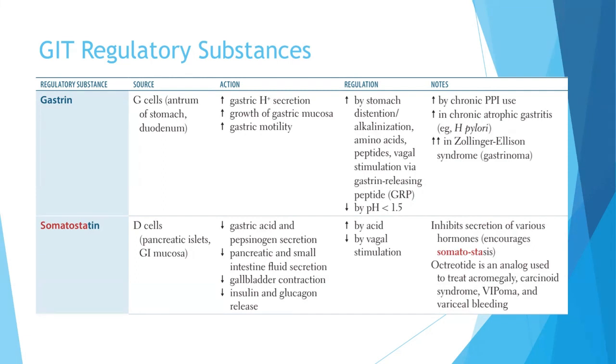When you compare the regulation of the gastrin and somatostatin, when there is a more acidic environment, the gastrin secretion is stopped and the somatostatin secretion is increased. Somatostatin inhibits the secretion of various hormones, and also octreotide, which is an analog used to treat acromegaly, carcinoid syndrome, VIPoma, and variceal bleeding, is also somatostatin only.